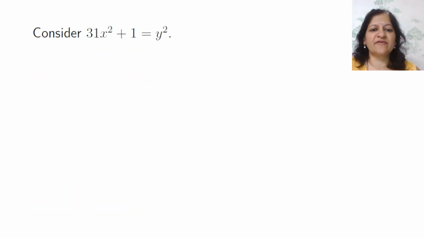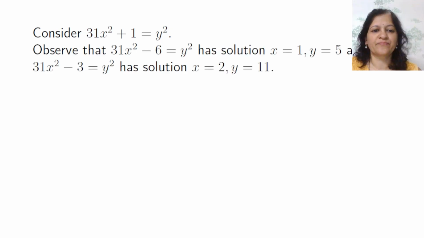Consider another example: 31x² + 1 = y². Now observe that the suitable auxiliary equations are 31x² − 6 = y², which has solution x = 1, y = 5, and 31x² − 3 = y², which has solution x = 2, y = 11. Now it is difficult to choose two auxiliary equations, especially the second auxiliary equation. Look at the second equation. It is not easy to guess the second auxiliary equation.